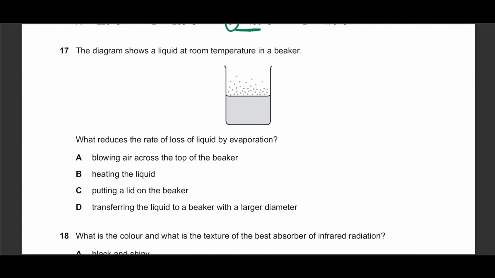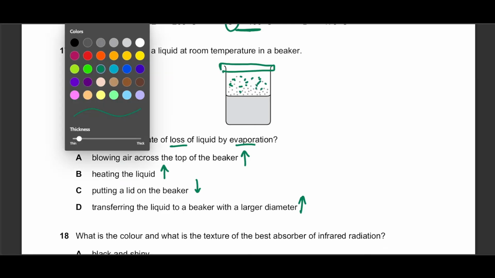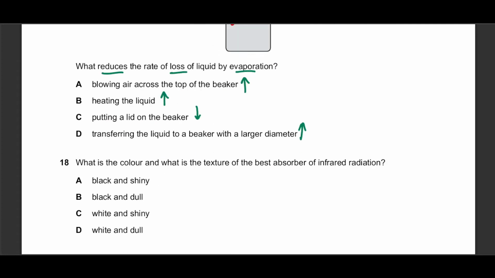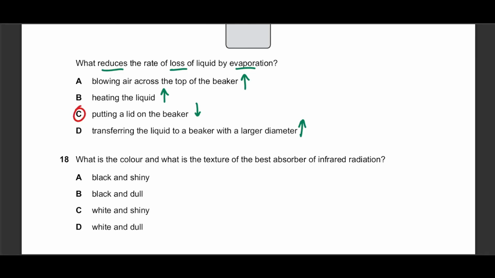Question number 17, he says evaporation. We are very familiar with the factors of evaporation. He says loss of liquid is reduced by evaporation. Let's analyze all of them. Blowing air increases the rate of evaporation. Heating the liquid increases the rate of evaporation. Putting a lid decreases it because molecules will find it difficult to escape. Transferring the liquid to more surface area, so surface area increases the rate of evaporation. Again, if you cover this with a lid, a lot of gas molecules or vapors have already converted. There is no more space for more molecules to actually escape the surface of the liquid and become part of the gas in this space. So this would be option C.